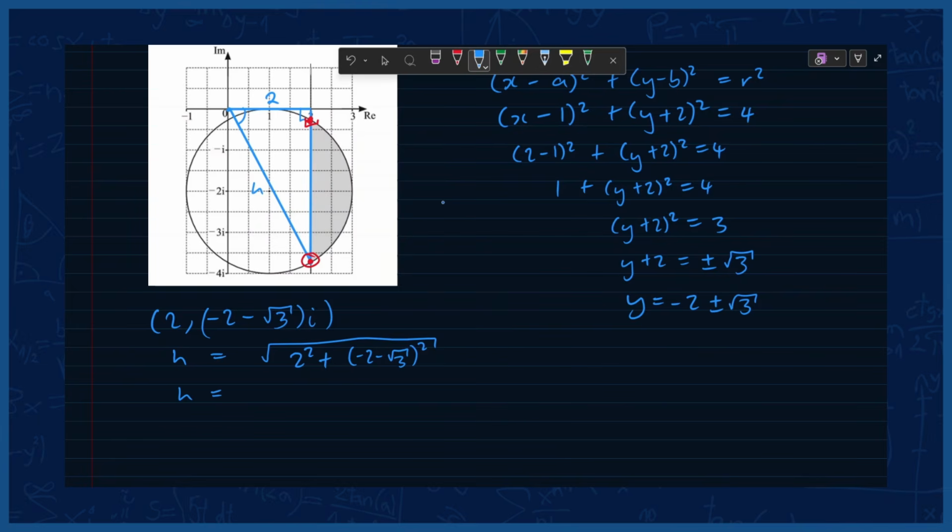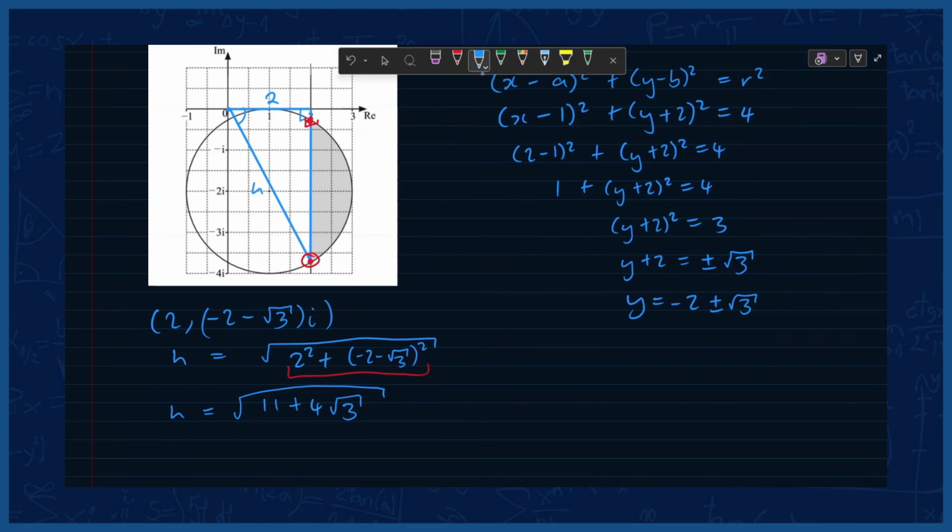So our hypotenuse is going to be, we punch that into the calculator. So I just want to simplify this part that's under the square root, because I know if I do the square root of everything, my calculator will just give me a decimal, and I don't want a decimal just yet. So that is 2 squared plus negative root 3 squared. So it means h is the square root of 11 plus 4 root 3.